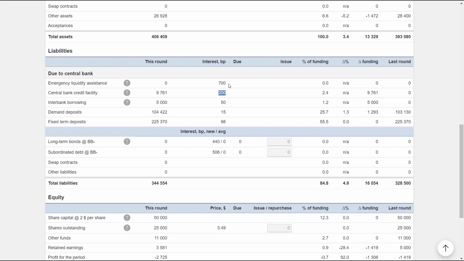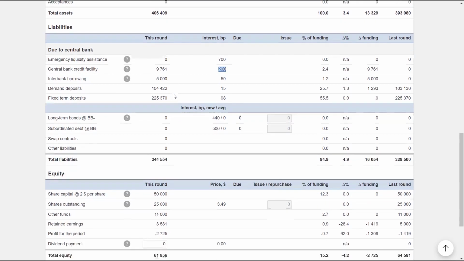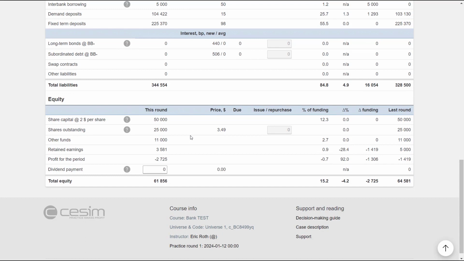So this is something that you need to pay attention to. When you have made all the decisions, check out your balance sheet and make sure that you are not using the most expensive form of funding here. We can also decide to pay dividends to our shareholders. If we have the profits and the liquidity, we can pay dividends. But first make sure that you have the liquidity available.